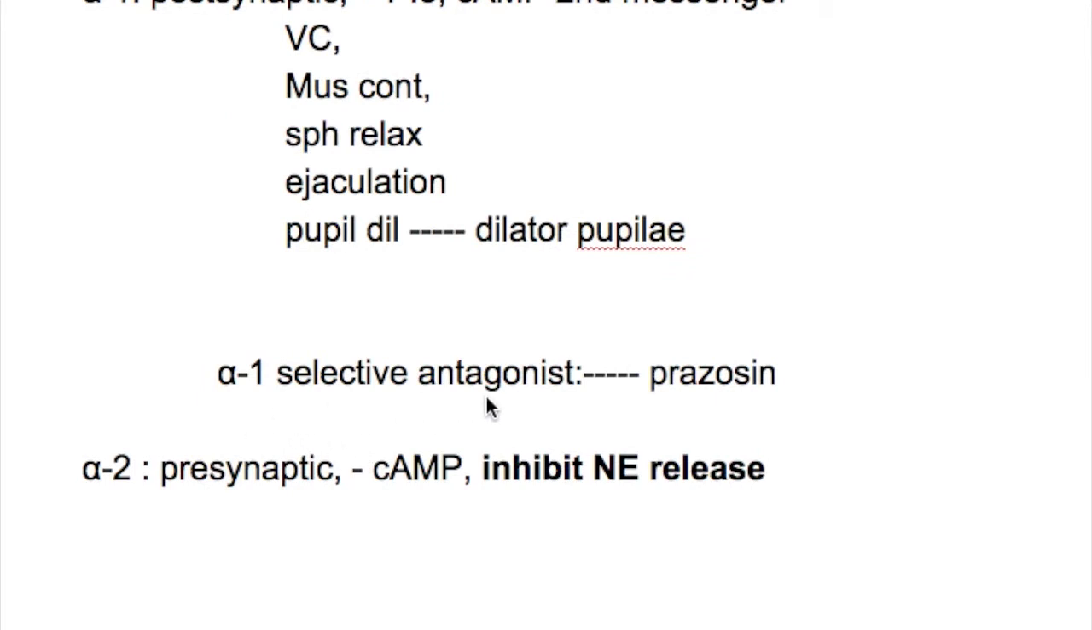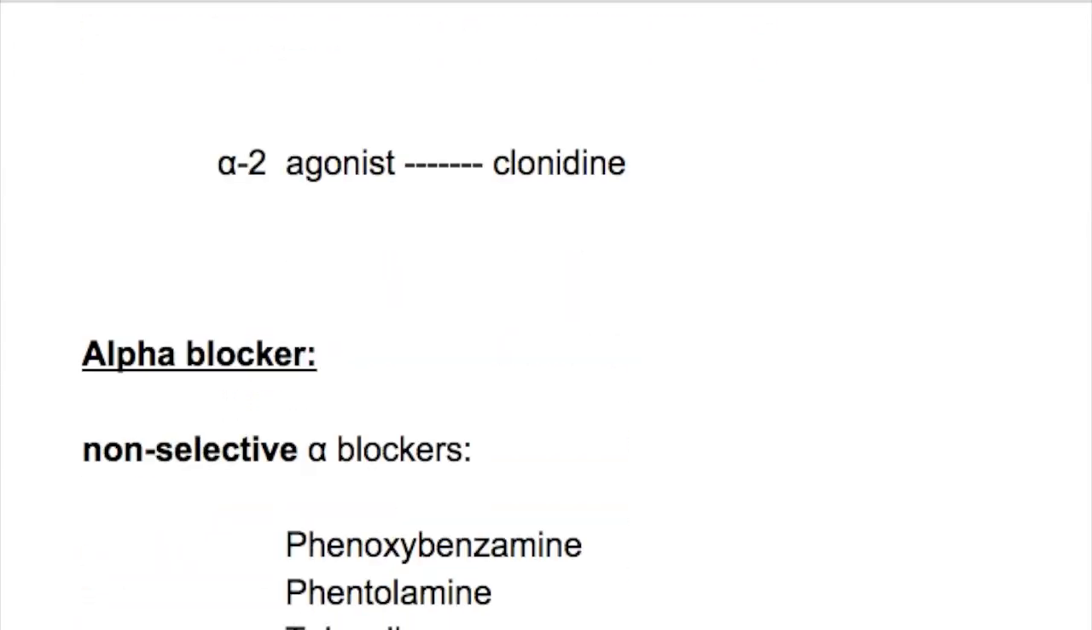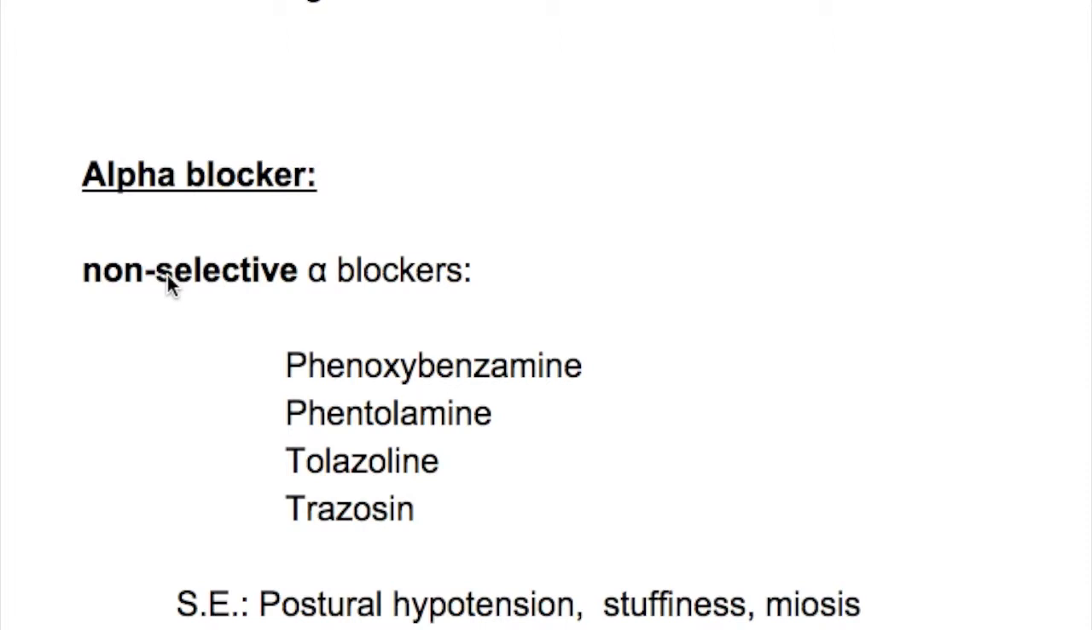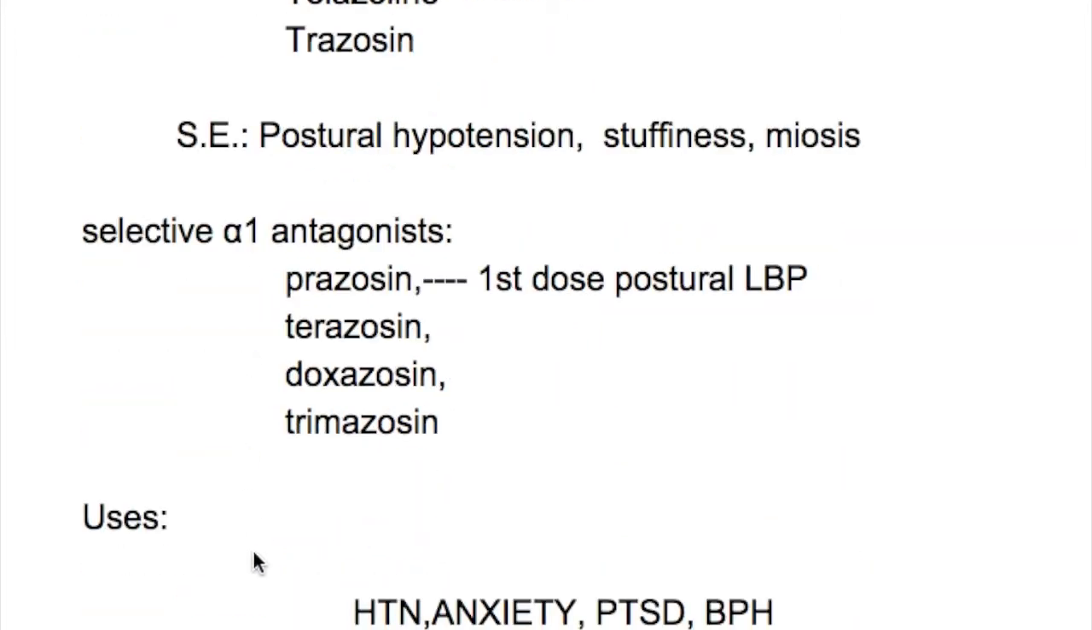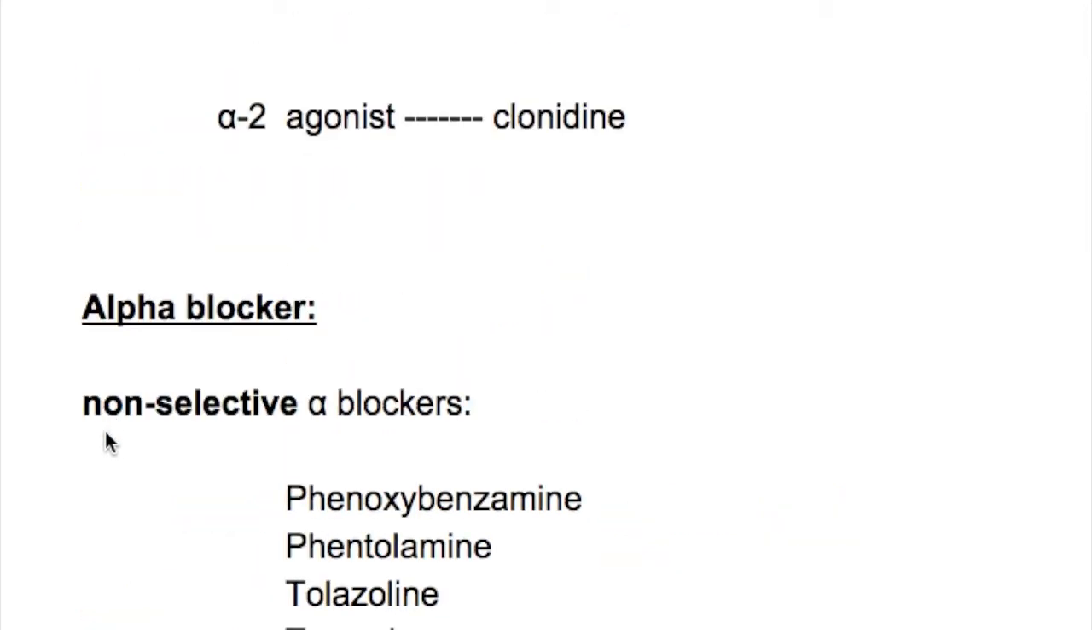Which drug is an alpha 1 selective antagonist? Prazosin. Alpha 2 agonists are clonidine and methyldopa. So what are the different types of alpha blockers? The alpha blocker may be a non-selective alpha blocker or an alpha 1 blocker, or the one used for hypertension is an alpha 2 agonist, because the function of stimulation of alpha 2 receptor is vasodilatation and muscular relaxation.